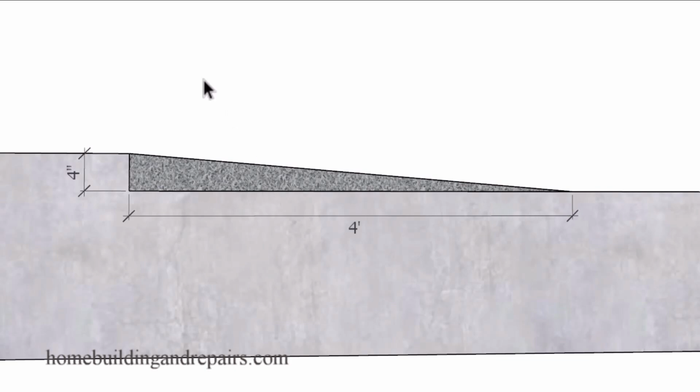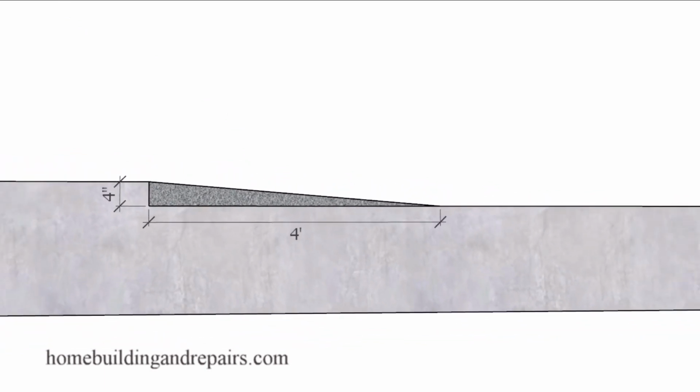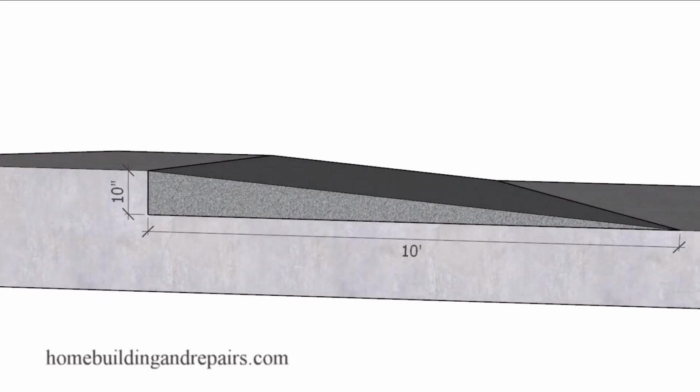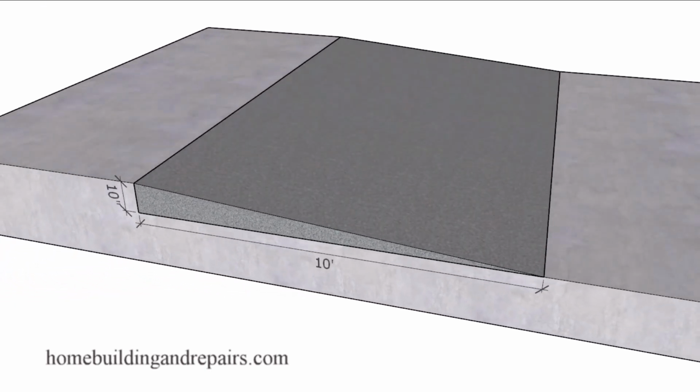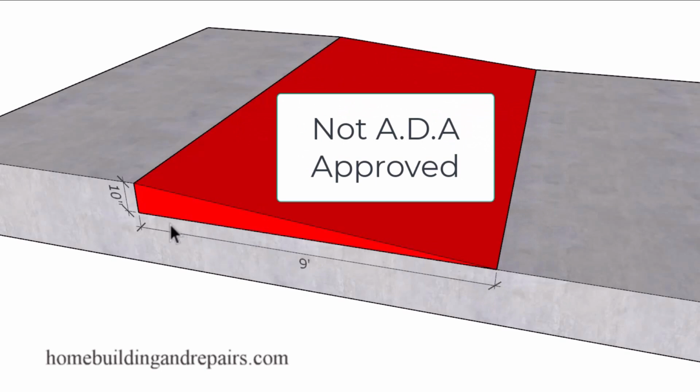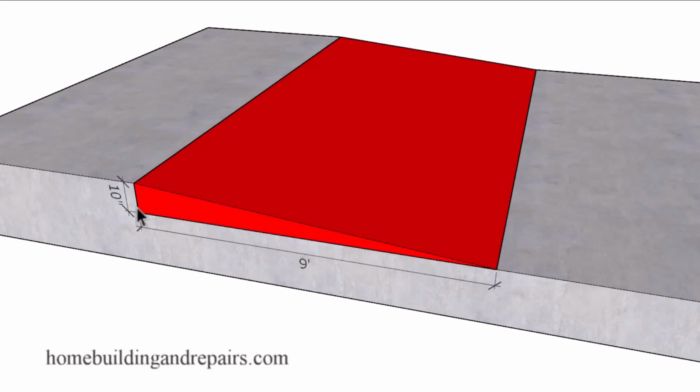And I'm not about to suggest that you can't increase this angle to make it steeper. However, I can suggest if you're going to get something approved by your local building department, then there's a good chance you're going to have to use this formula. So again, 10 inches in vertical height, 10 feet in horizontal length, and not 9 feet. You can't make it shorter. You can make it longer, but you can't make it shorter.